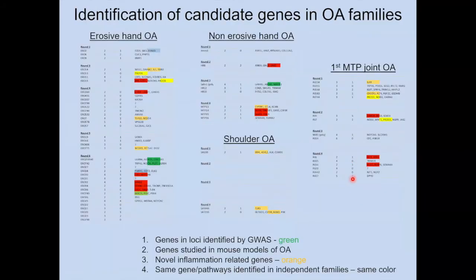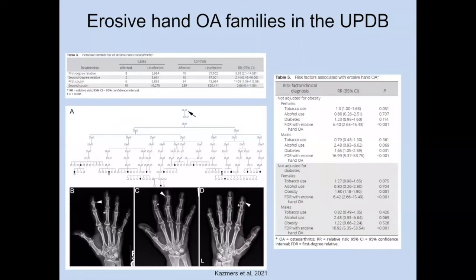Okay, we're back. So we analyze these families. We've done it for about 150 families so far.